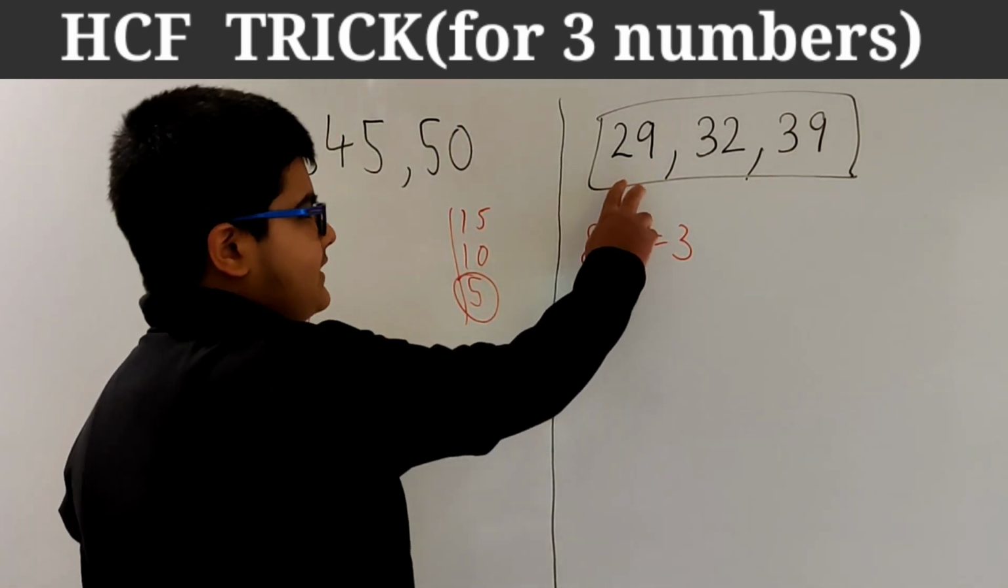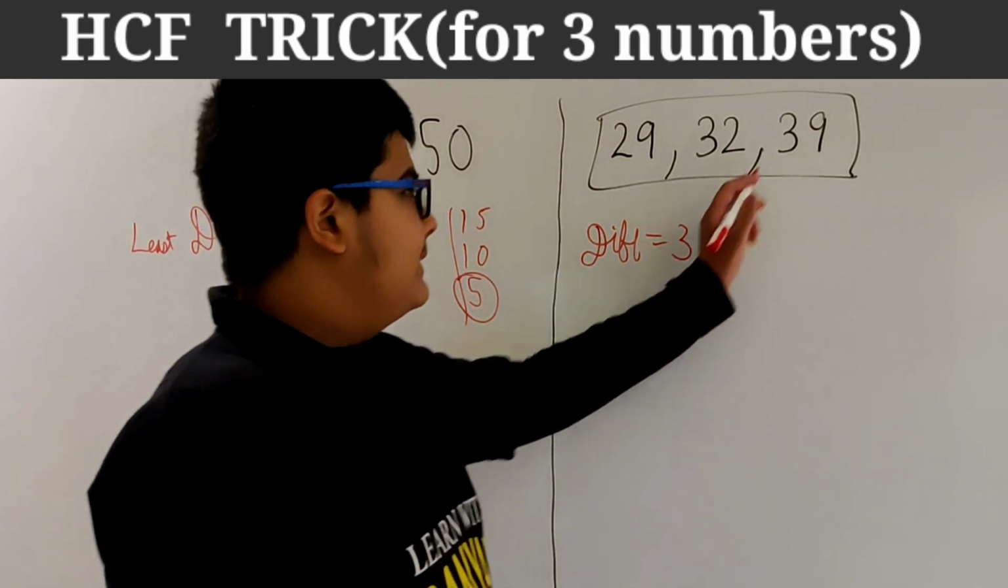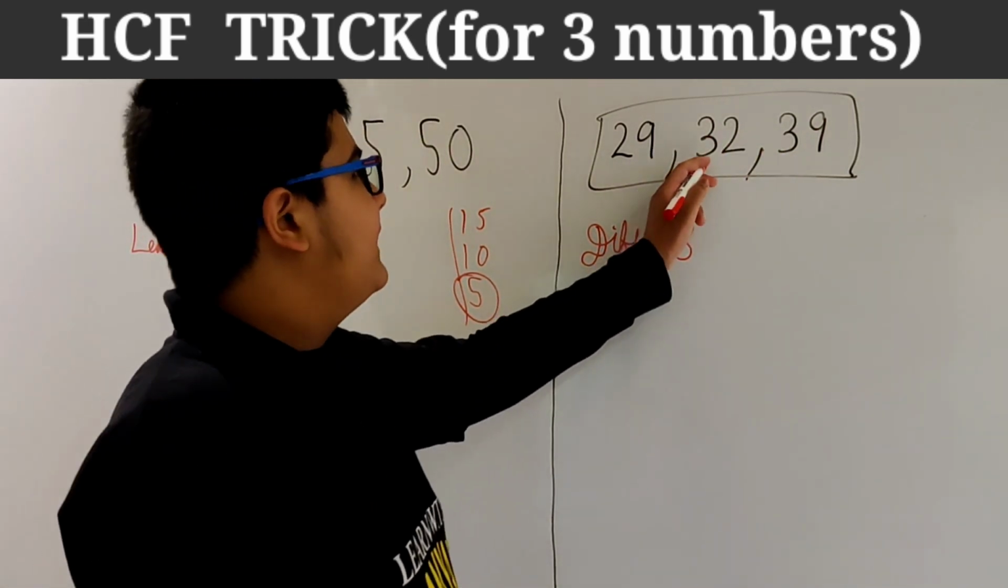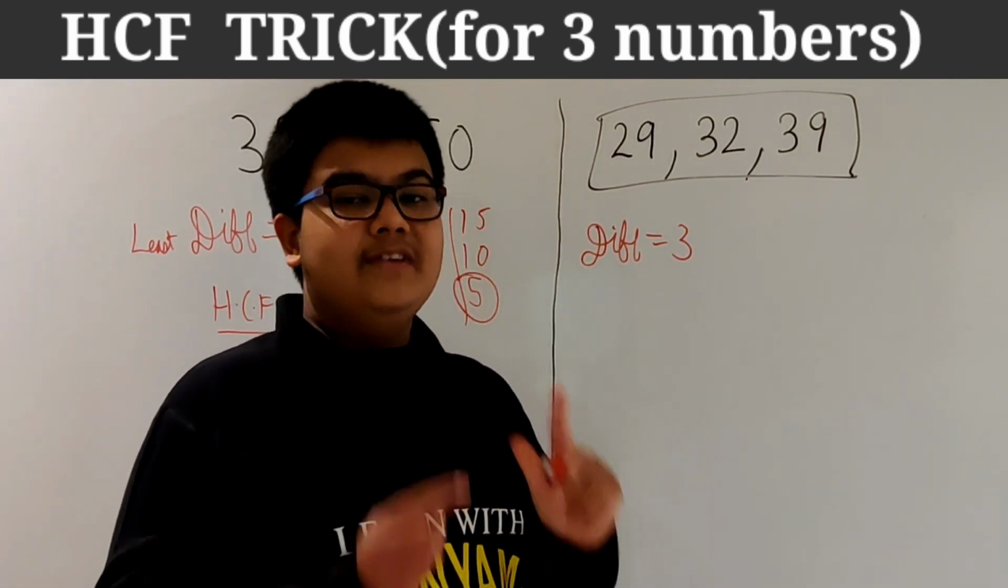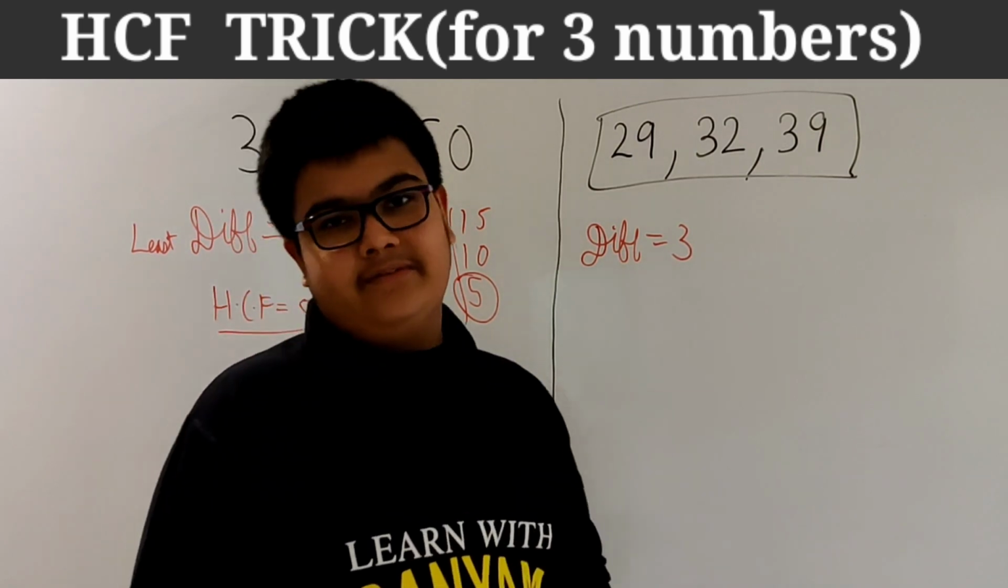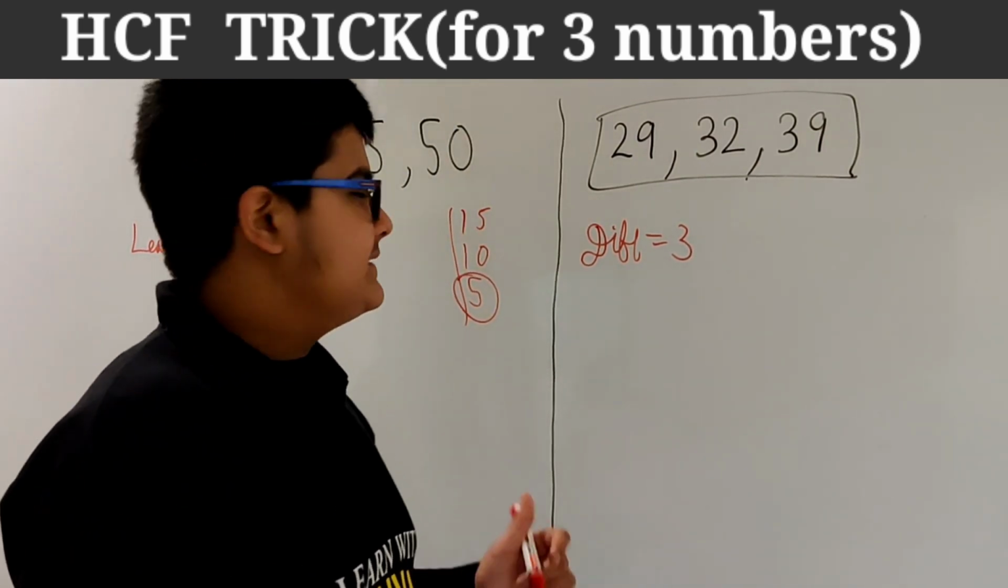Now check whether this 3 is perfectly divisible by these numbers or not. So 3 is divisible by 39, but it is not divisible by 32, and it is also not divisible by 29. This means that we cannot take 3 as the HCF because it needs to be divisible by all the numbers. Only then we can take it as HCF.